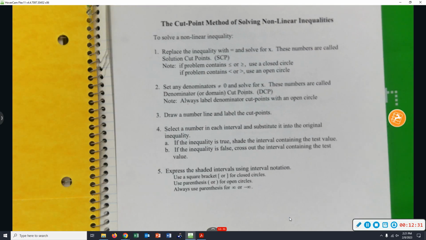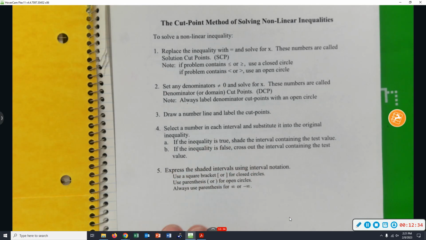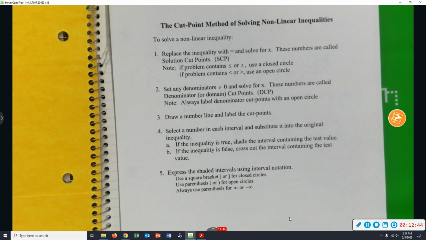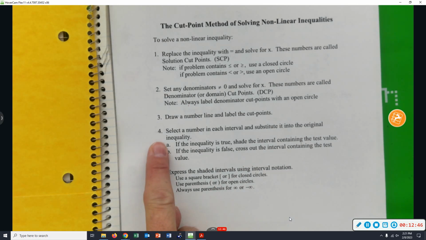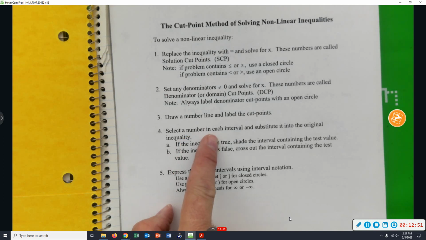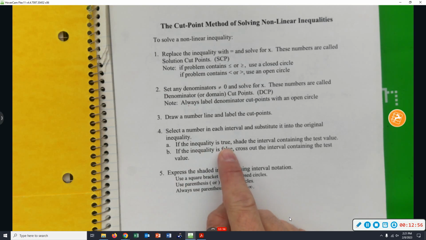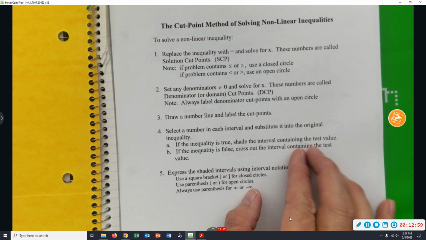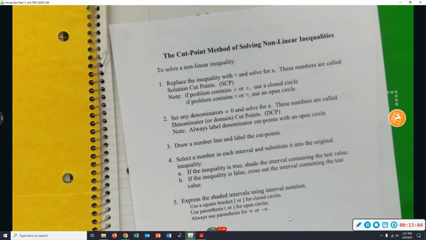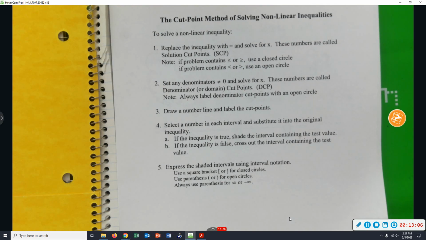Step 4. We're now going to decide how to shade the intervals. Once we've shaded regions on here, we'll be finished except for writing the interval notation. So step 4, select a number in each interval and substitute it into the original inequality. If the inequality is true, shade the region. If the inequality is false, cross out the interval containing the test value.